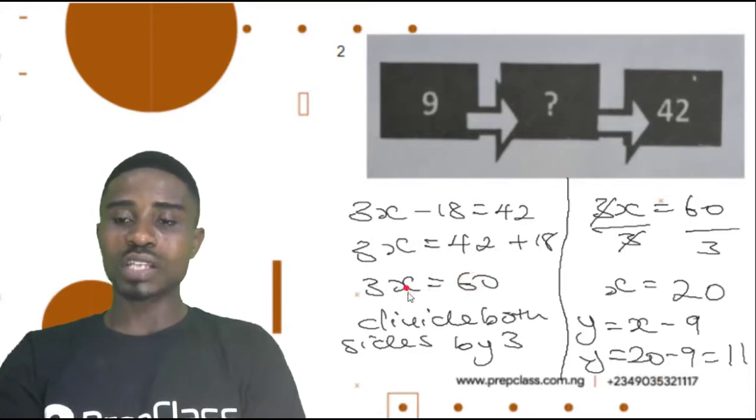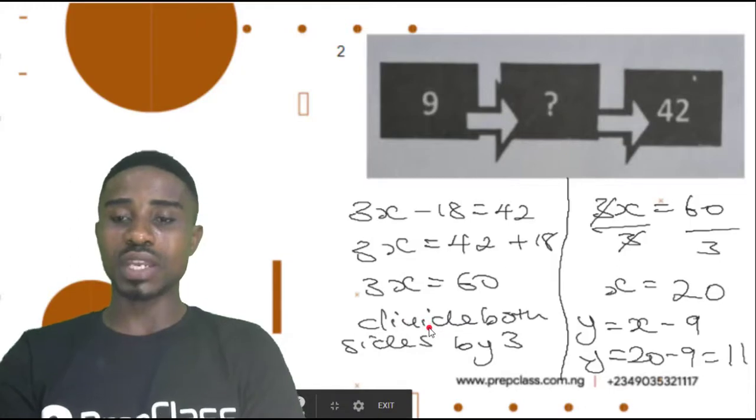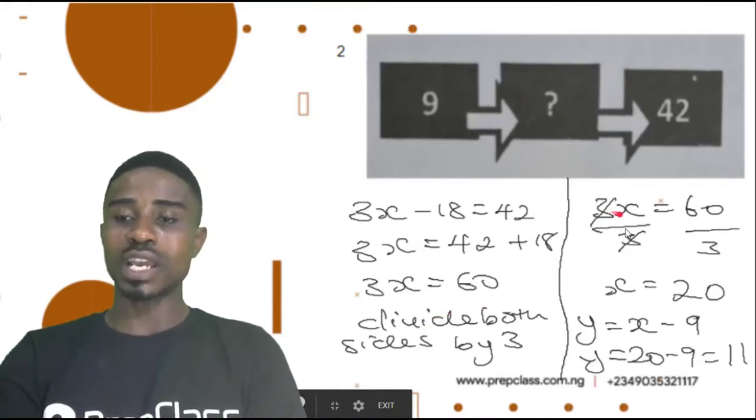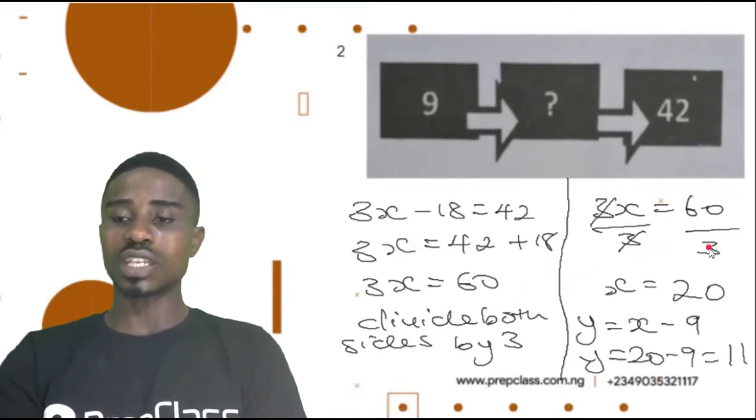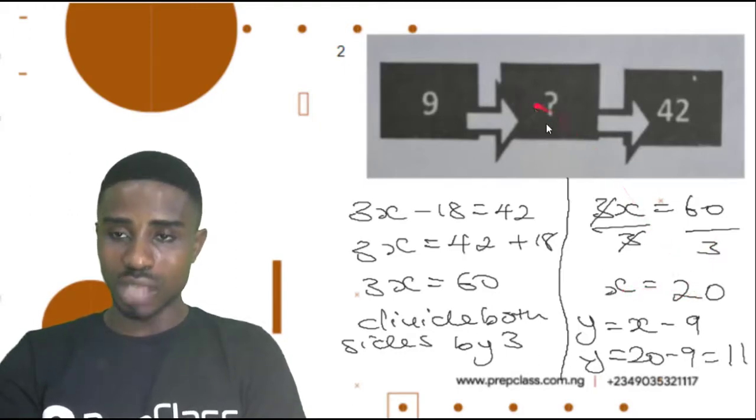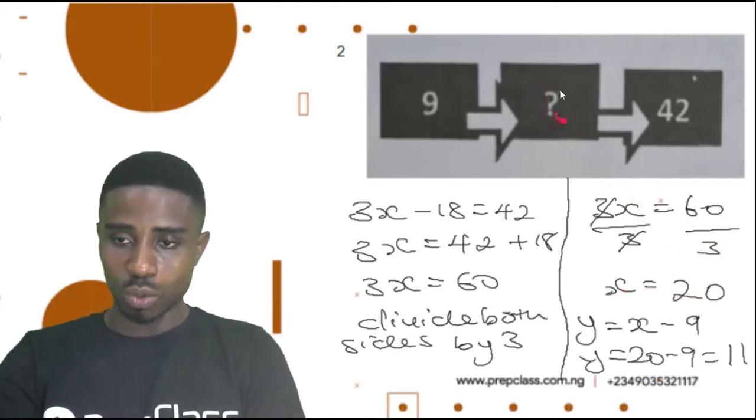So how do we solve for x? We divide both sides by 3. So when we divide both sides by 3, it will be 3x over 3 equal to 60 over 3. 3 cancels 3 to give us x. 60 divided by 3 will give us 20. So x is equal to 20. So this x here is equal to 20.